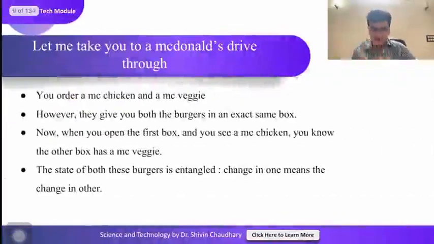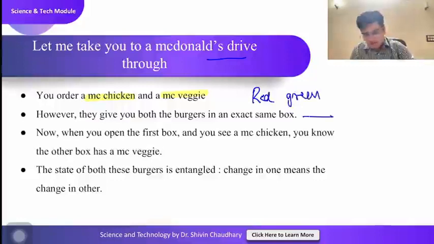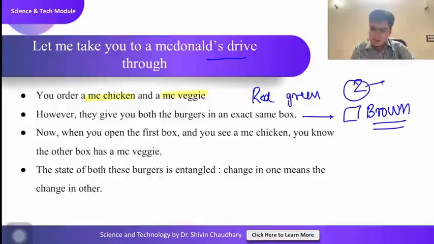Okay? Let's say you go to a McDonald's drive-thru. There you got a McChicken and a McVeggie. You had to buy two things. You bought one McChicken and one McVeggie. Now the McDonald's guy, rather than the normal process of giving you a red box for the non-veg thing and a green box for the veg thing, what did they do? They gave you a single box of brown color, with both in it. So you now have two brown boxes. The McVeggie is in a brown box and the McChicken is also in a brown box, right? So looking at the box, you cannot tell whether it has McVeggie or McChicken, right?